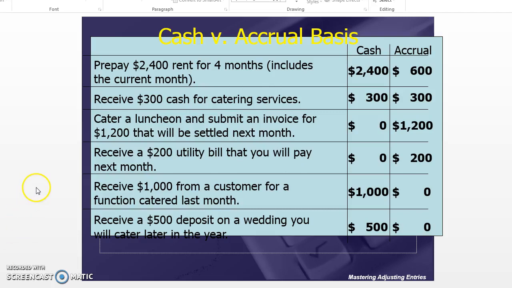Hi, welcome back. Let's continue with this same problem. I've included the solutions under the cash and accrual basis columns so we can sort of follow along as we go through each of the examples.